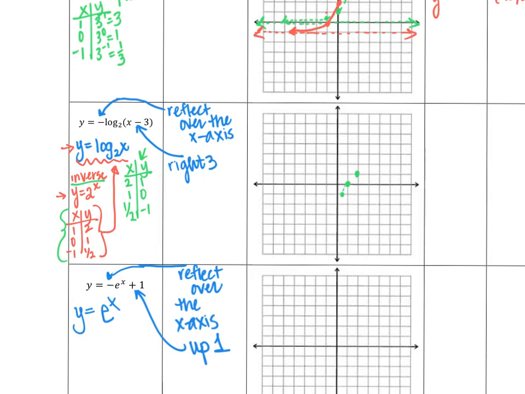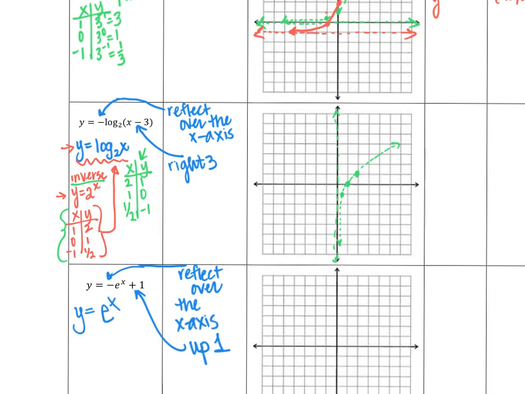Now this is the parent function, so I'm just going to make it dotted. That way we know the function that we want to move around. And again, it has a vertical asymptote now on the y-axis. So we need to do a reflection and we need to move it to the right. So I think about the reflection, maybe we can do this in 2 steps.